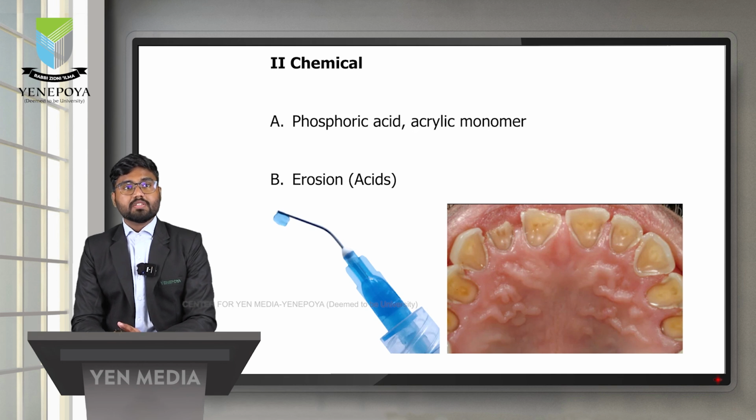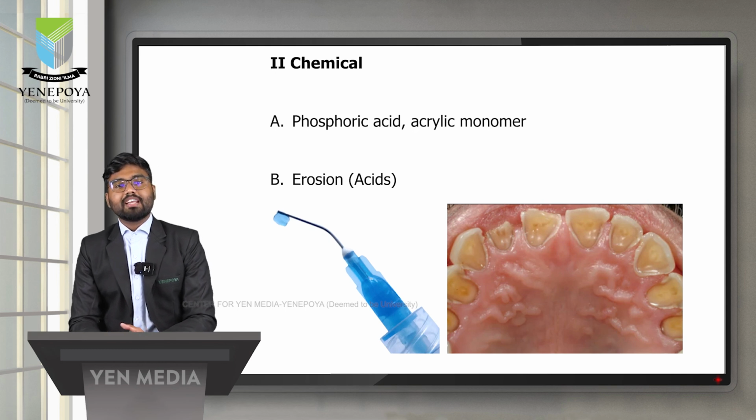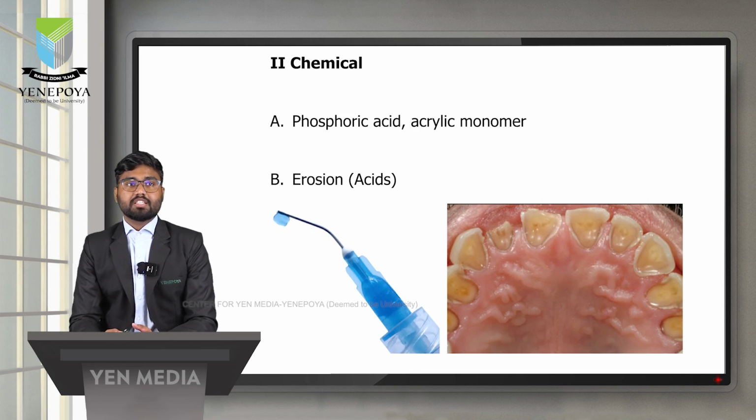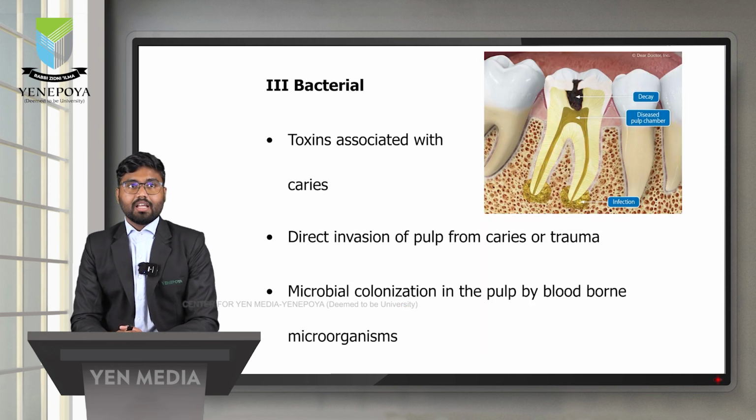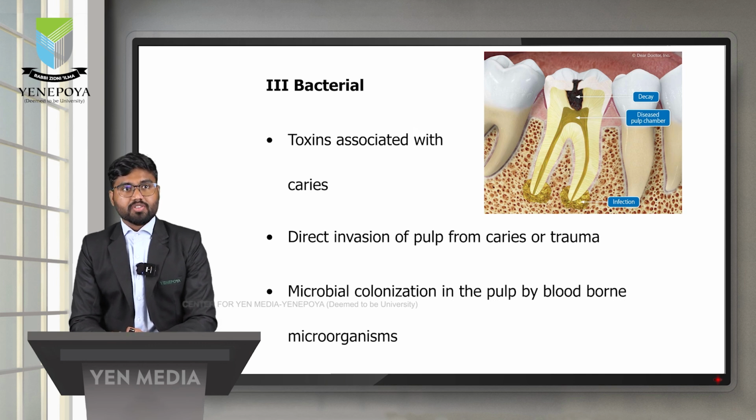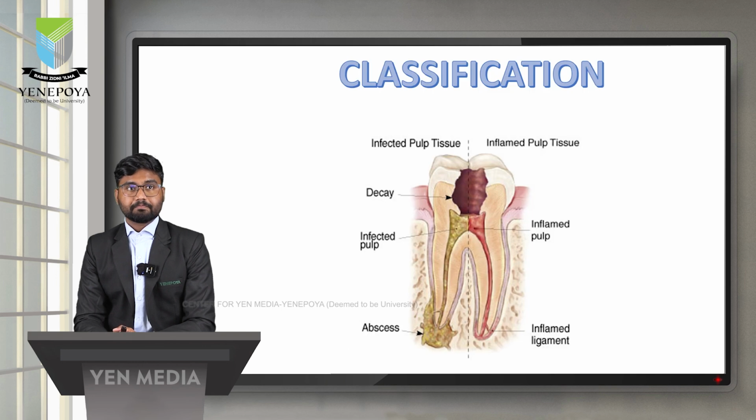Next, coming to chemical causes, that is because of any kind of dental materials, that is phosphoric acid or acrylic monomers, or at the same time some kind of non-carious lesions, that is erosion from the acids. Lastly, coming to the bacterial causes, that is the toxins associated with caries or some kind of direct invasion of the bacteria into the pulp via caries or trauma. The bacterial colonization in this case is by blood-borne microorganisms, which is also called anachoresis.